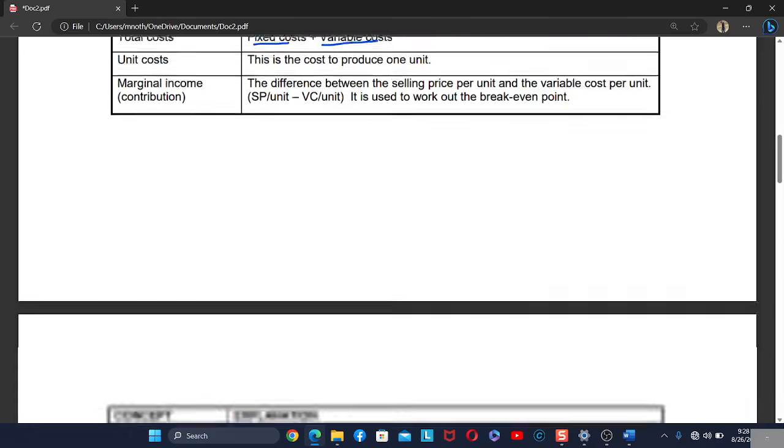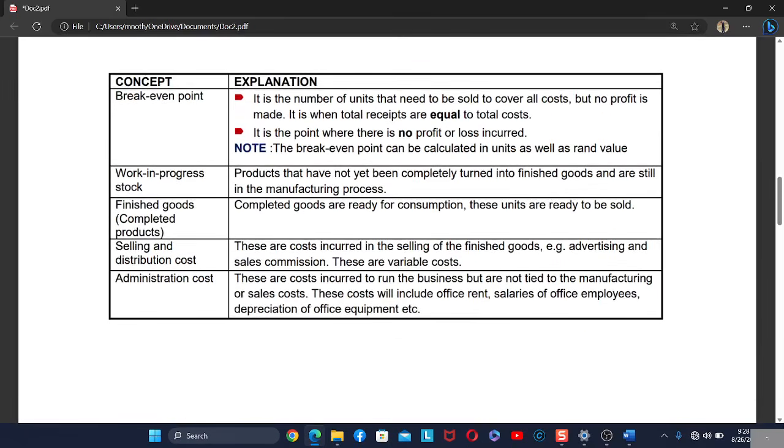let's go to the next one. Now, I want us to come here. The work in progress. The work in progress stock. Okay, we have the work in progress stock. Products that have not yet been properly turned into finished goods but are still in the manufacturing process. So actually the work in progress stock is an asset to the business. This one is an asset to the business.